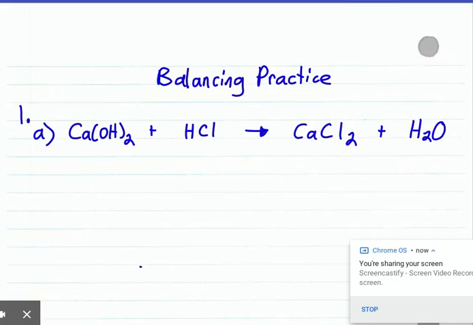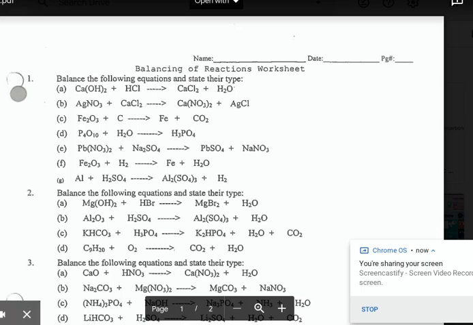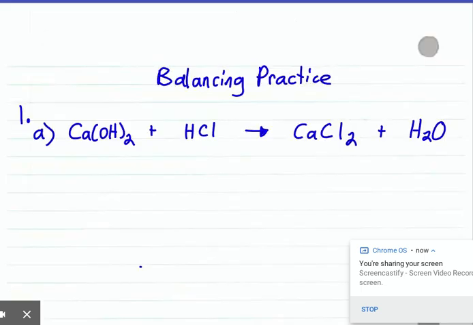Right, in this video, I'm going to walk you through how to do a couple examples in your balancing and classifying chemical reactions worksheet that I gave you. As you can see on my screen, I have the first reaction that we're going to look at. This is the first reaction on this page that you already have, where we're reacting calcium hydroxide with hydrochloric acid, and we're making calcium chloride and water.